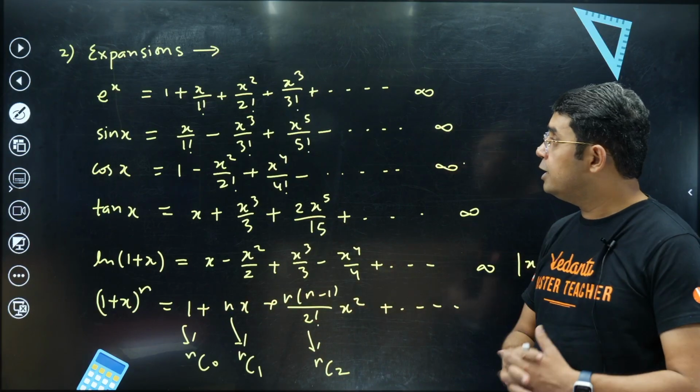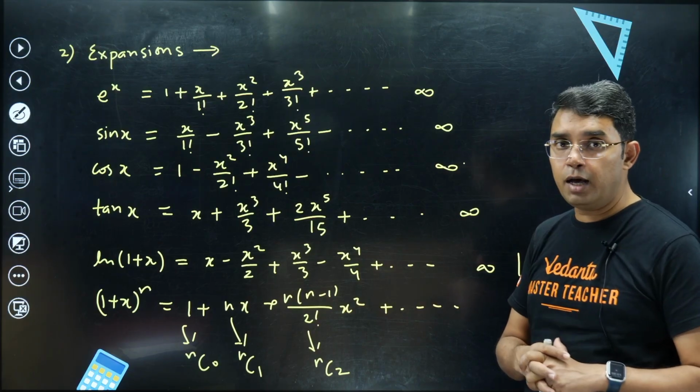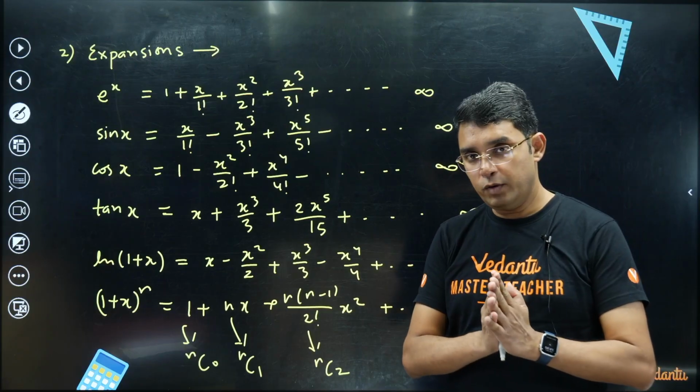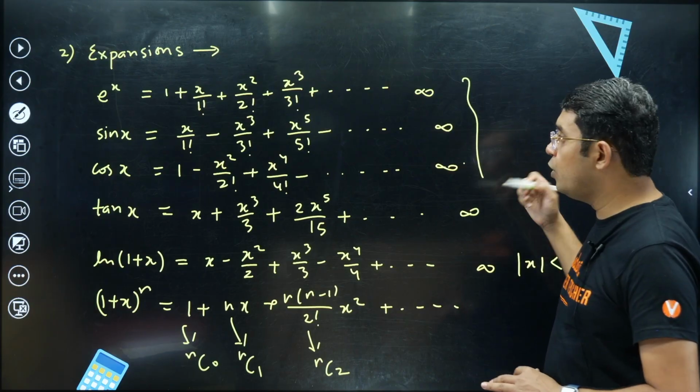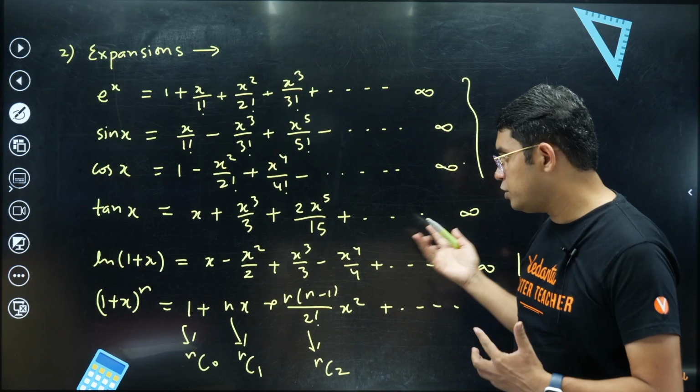So this is how these 6 expansions are. Please do remember them. There are conditions, sometimes mod x less than 1. I think these 3 are for all x belonging to R. I think tan x also has some condition.